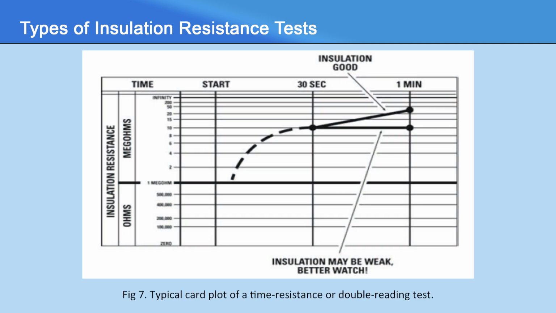Figure 7 shows a typical plot of a time resistance or double reading test. In this curve we can see the insulation resistance at different values of time. Two characteristic curves are shown. The upper one shows that the insulation is good, and the lower curve shows that the insulation may be weak, or a closer watch should be kept so that the insulation does not deteriorate completely.